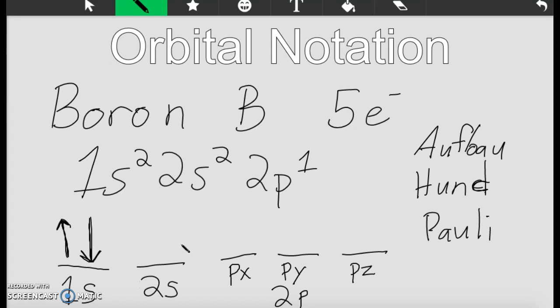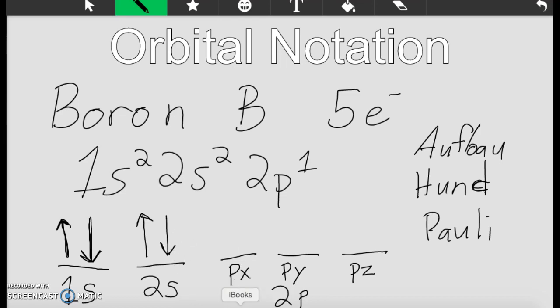Now we'll go to 2s. Same thing. Aufbau says that's our new lowest energy. So fill it. We're going to give it an up first. Because of Pauli, it has to have an orientation. It has to have a spin. Now Hund, we check. We don't have any empty orbitals. We're just focusing on the 2s right now. So he has to have a neighbor. And then back to Pauli, he has to have the opposite. So he gets a down spin.